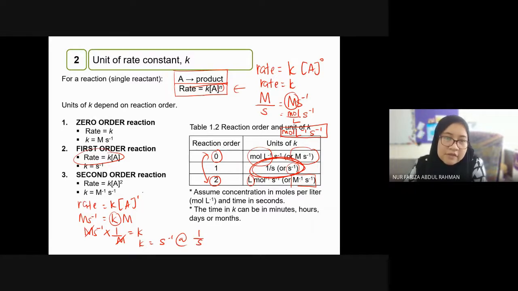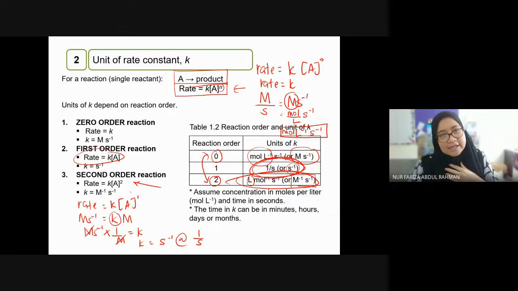So you may derive it from the formula of the rate law itself. So try to derive on your own for a second order reaction. You should get the same as this one: M^-1 s^-1. Alright, so no problem, no need to memorize. Even for me, I don't memorize. But I don't see a problem in it because I can always derive from the rate law itself.